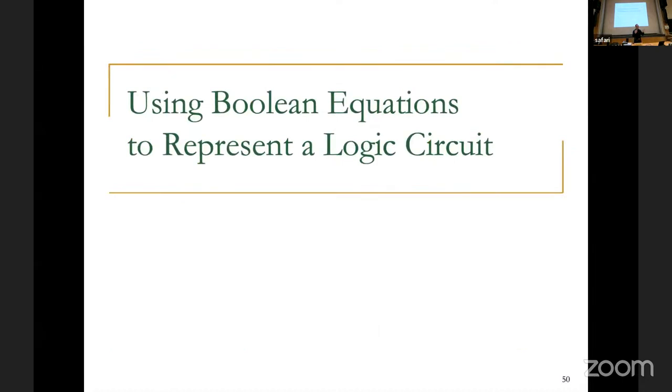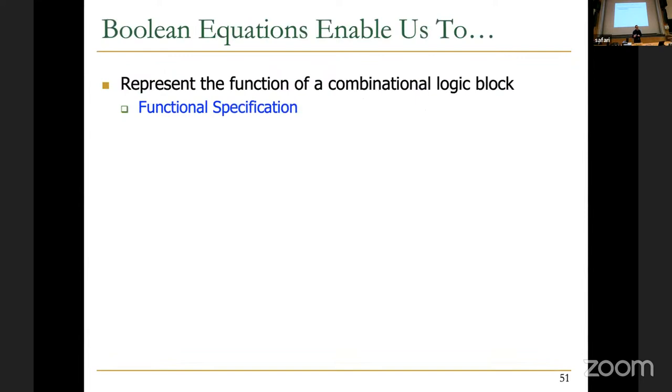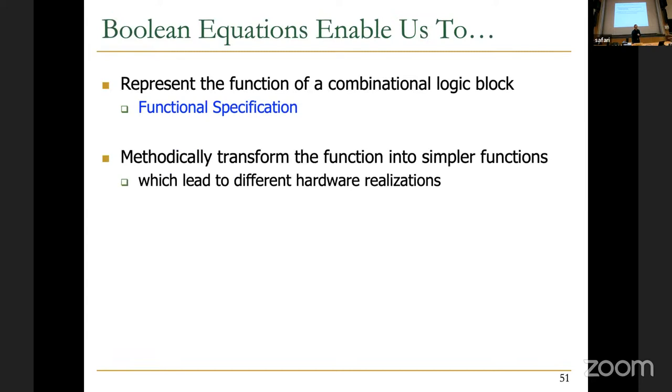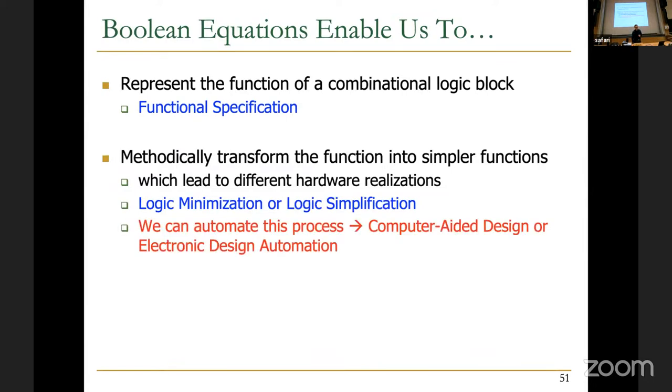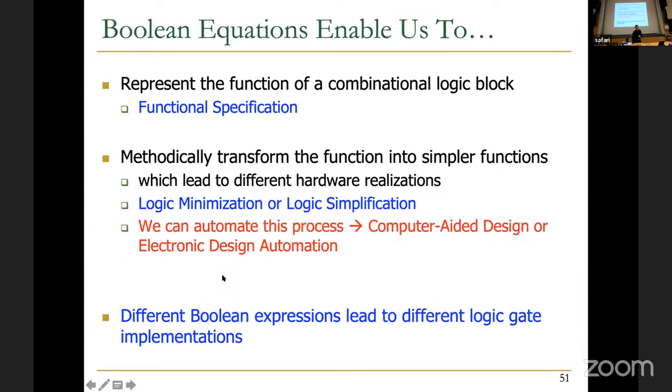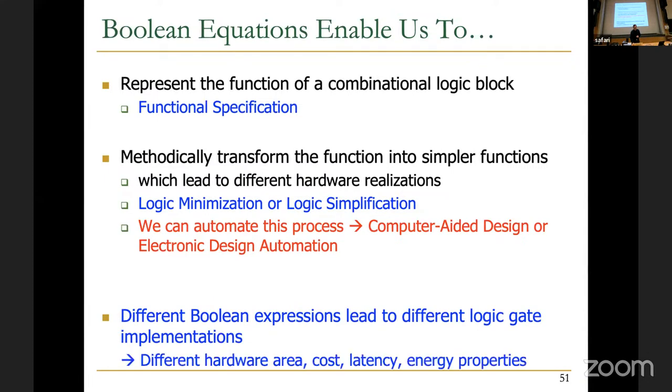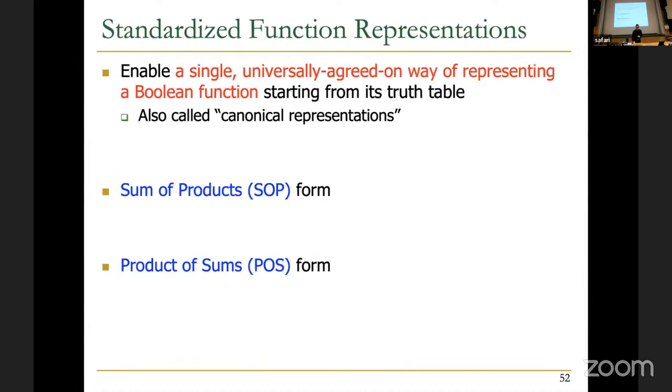Okay, now let's talk about that a little bit. Boolean equations enable us to represent the function of a combinational logic block. This is functional specification. As a result, they also enable us to methodically transform the function to simpler functions, which lead to different hardware realizations. This is called logic minimization, logic simplification, and in general, logic synthesis if it's used broadly. We can automate this process, and that automation is called computer-aided design or electronic design automation. The key is that different Boolean expressions lead to different logic gate implementations. This always implies different hardware area, cost, latency, energy properties, and reliability.